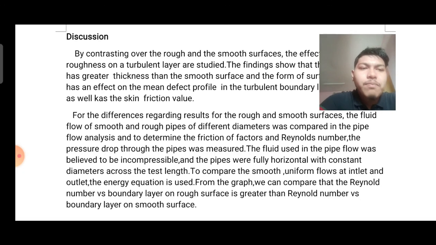To compare the smooth uniform flow at inlet and outlet, the energy equation is used. From the graph, we can compare that the Reynolds number versus boundary layer on the rough surface is greater than the Reynolds number versus boundary layer on the smooth surface.